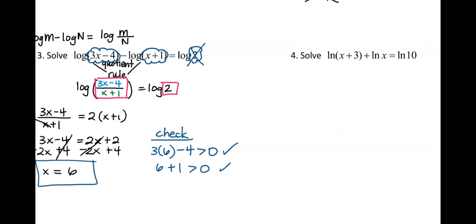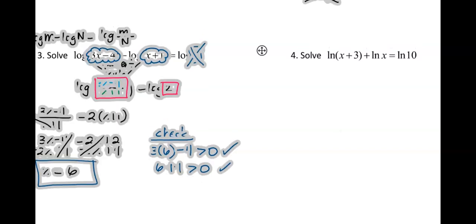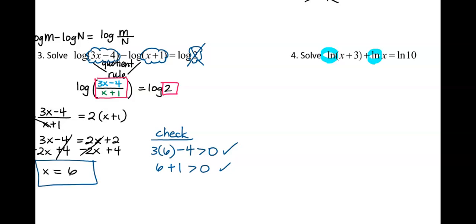Example 4 is kind of similar to example 3 in the sense that example 4 has two logarithms on the left side of the equation, but this time they are joined by an addition sign rather than by a minus sign. When the logarithms were joined by a minus sign, we used the quotient rule to combine them into a single logarithm. Properties of logarithms tell us that when we have logarithms joined by an addition sign, we should use the product rule to join them into a single logarithm.